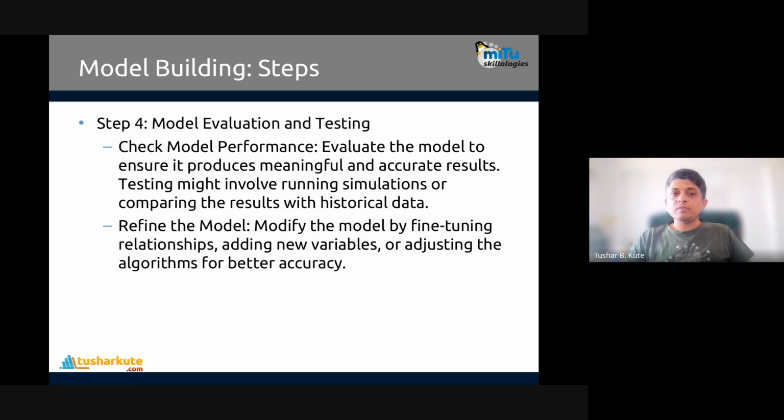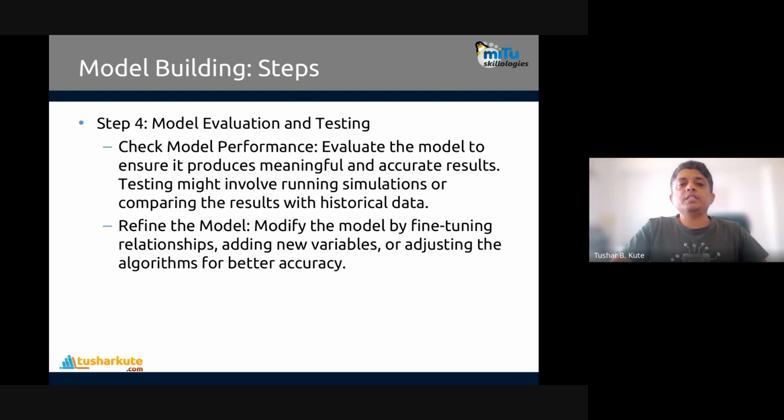We can test. Testing might involve running simulations or comparing the results with historical data. That's also possible. How do I know the model is performing better and up to the mark as per the requirement of the algorithm? How do we know about this? For this purpose, we have to implement some suitable methods. We have model assessment as a separate topic.